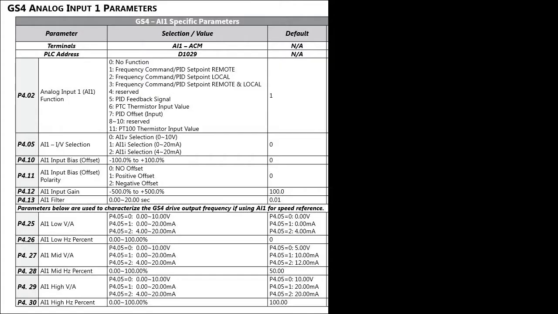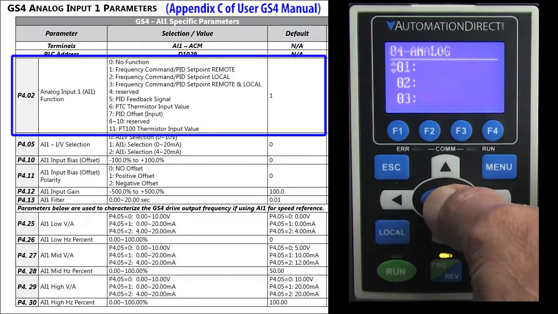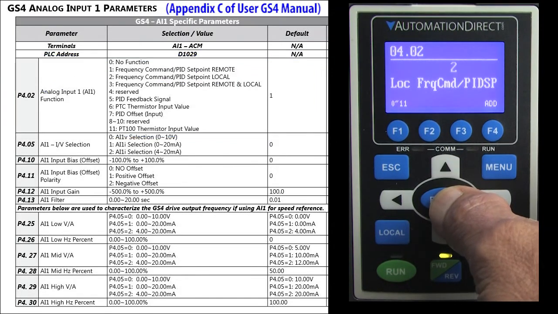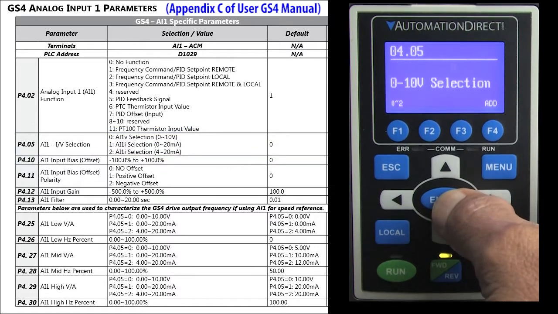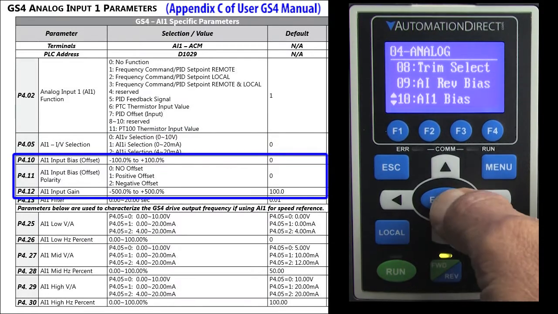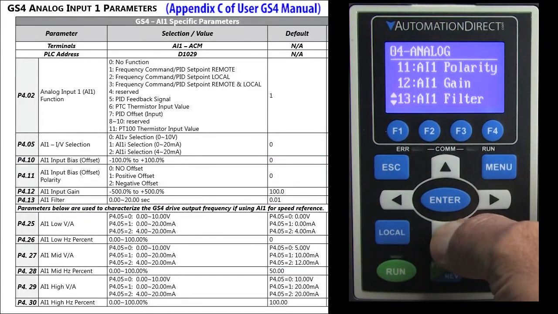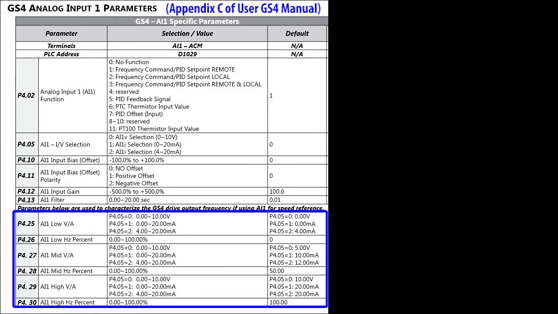For the rest of this, let's use that handy analog input reference chart in Appendix C as a checklist to make sure we don't miss anything. First, we tell analog input 1 that it is the local frequency source. Analog input 1 defaults to 0 to 10 volts, which is what we want, and we don't want to change the curve with additional bias or gain, so we'll leave those at their default values. We're using a potentiometer, so we really don't need any additional filtering, and you only use this stuff if you want to modify the curve.